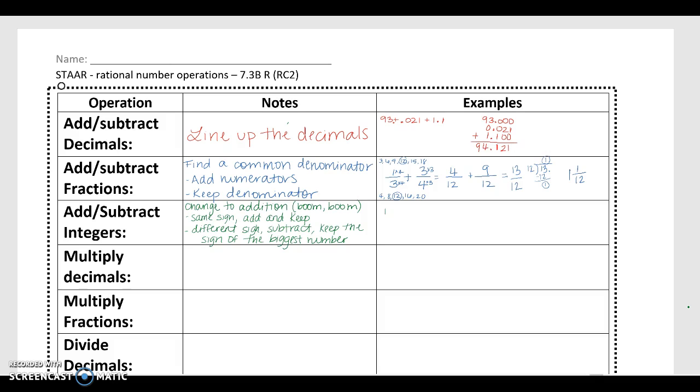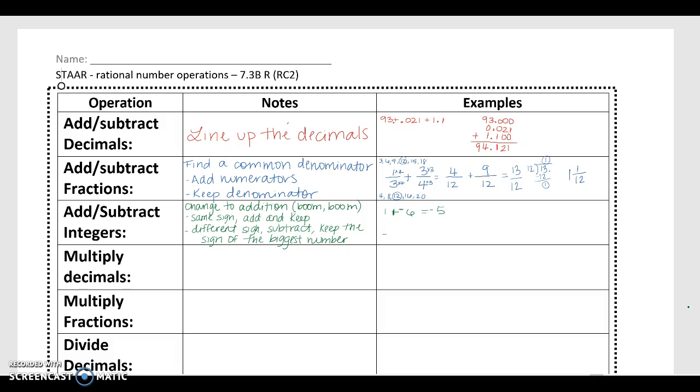1 minus 6. So if you do 1 minus 6, you can't do that because the second number is bigger. So you have to do the boom boom, right? So we're going to add the opposite. Okay. So 1 and negative 6. So positive and negative, those are different signs. So that means I'm going to subtract. So 6 minus 1 is 5. I'm going to keep the sign of the bigger number, the bigger absolute value. So since 6 is larger than 1, it's going to be negative 5.